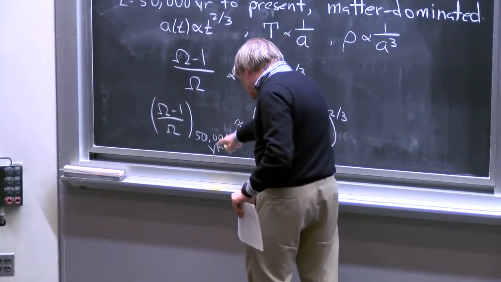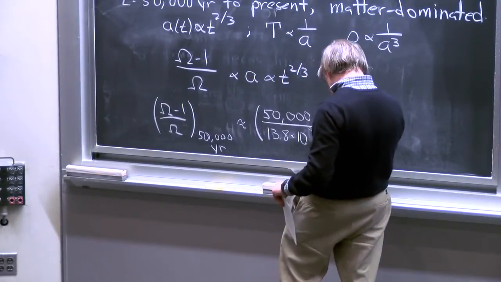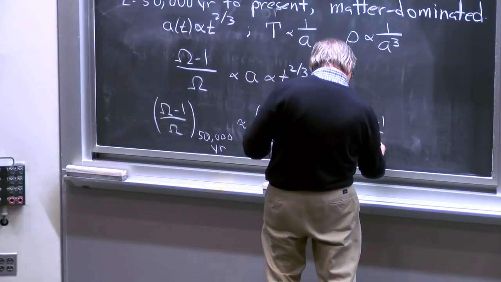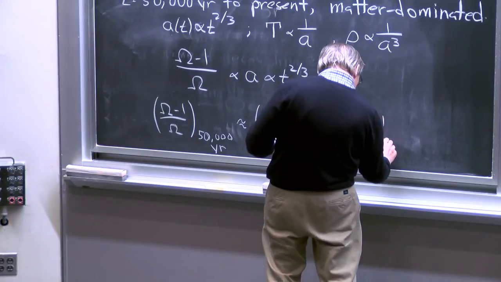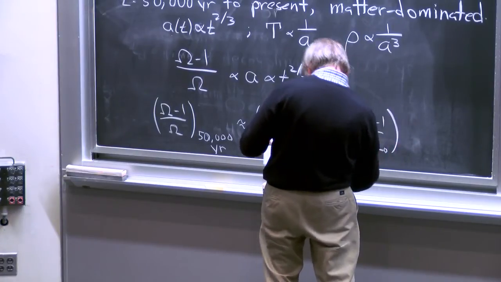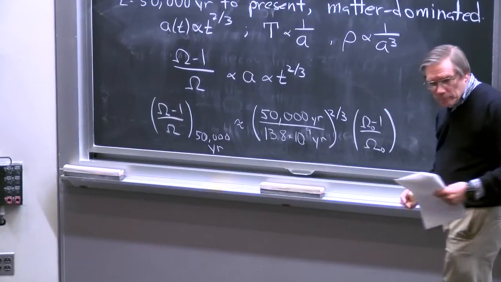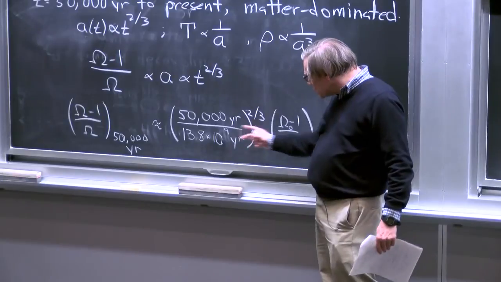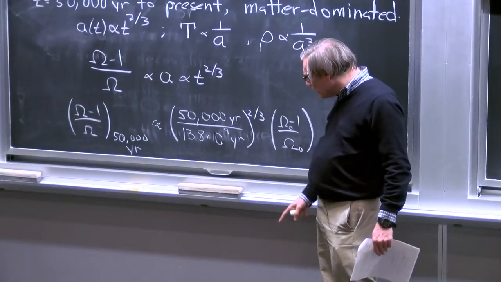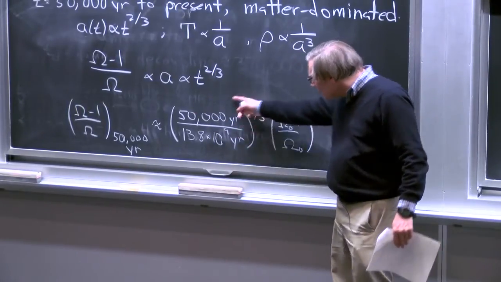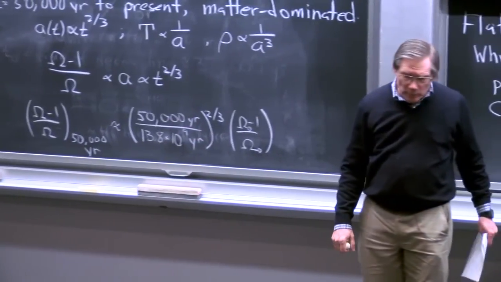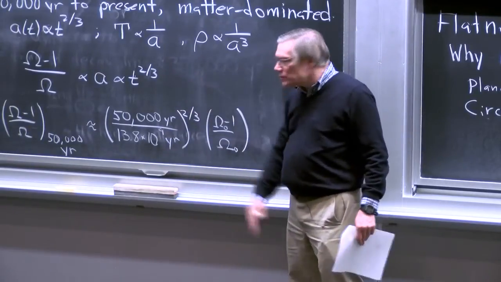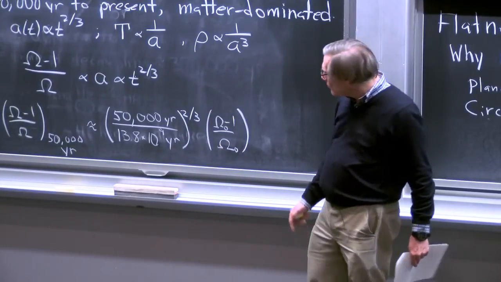So the value at 50,000 years is this ratio to the 2/3 power times omega minus 1 over omega today, which I can indicate just by putting subscript zeros on my omegas. And that makes it today. And I've written this as a fraction less than 1. This says that omega minus 1 over omega was smaller than it is now by this ratio to the 2/3 power, which follows from the fact that omega minus 1 over omega grows like t to the 2/3.